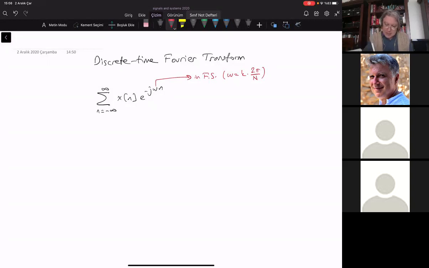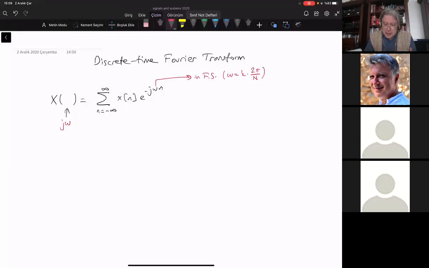Now, this is a general way of keeping omega, and the result will be the Fourier transform. So we have to notate it as a capital X of a function of omega. But I have to emphasize something critical here, because in the continuous time Fourier transform, instead of this one, we were saying j omega, for instance. This is the discrete time. So it could be omega only.